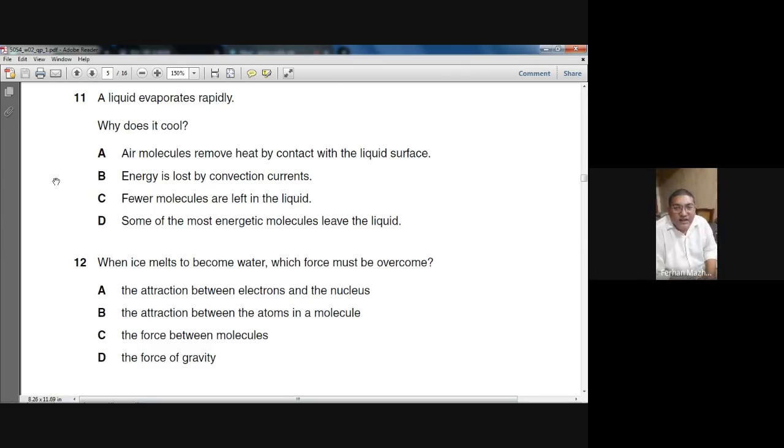Yes, because the molecules with the higher kinetic energy leave from the surface during evaporation, leaving behind less energetic molecules in the body of the liquid. So the average kinetic energy of the liquid goes down, and that's why the temperature goes down. The reason is that some of the most energetic molecules leave the liquid. So what's the choice? B is the answer. Yes, B is the answer.